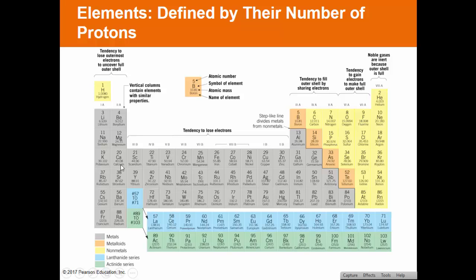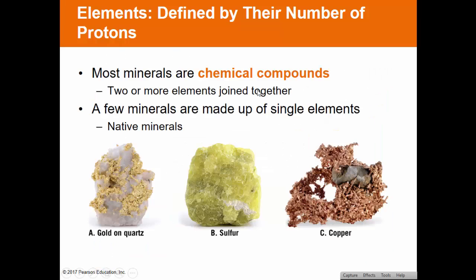But this is the periodic table, where you have different types of elements: metals in the purple, metalloids, nonmetals over here. There are noble gases. In the end, that's the periodic table.